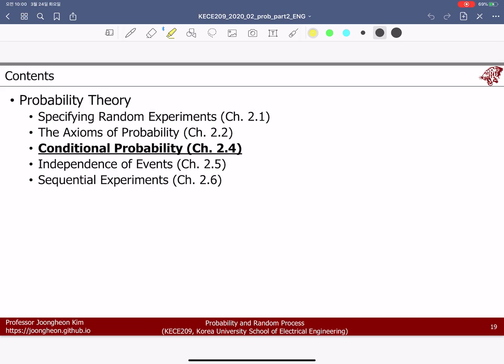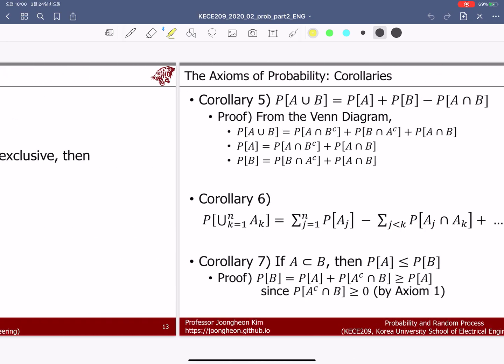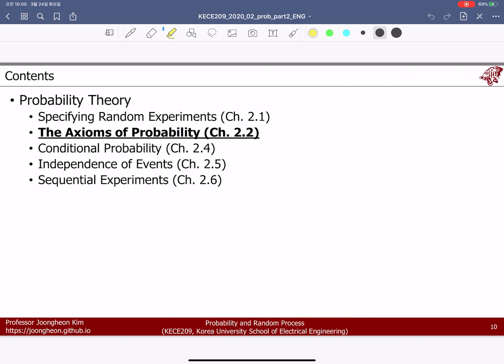Hello everyone, this is the second class for probability chapter 2. Today we're going to see the axioms of probability first, and then we're going to see conditional probability. After doing these two steps today, on this Thursday we will cover the other two topics, so we can finalize chapter 2 this week.